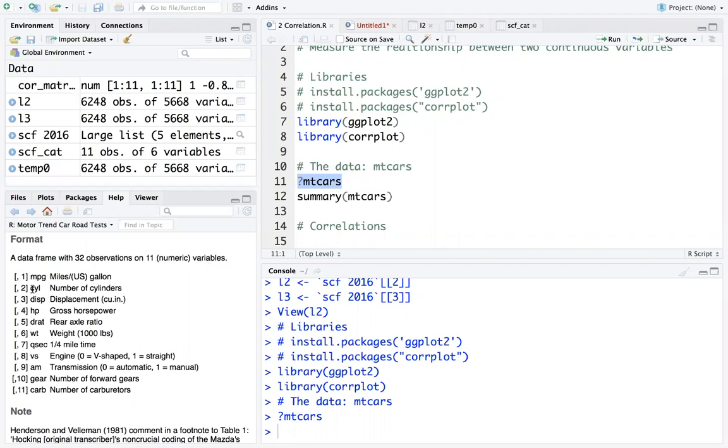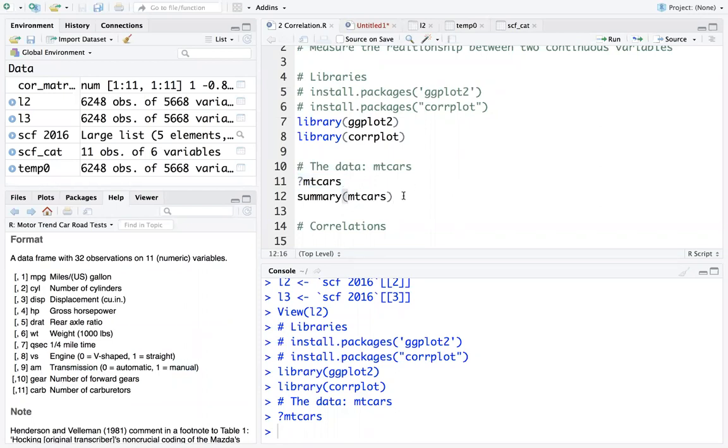There's miles per gallon, how many cylinders, the size of the engine, that's displacement, horsepower, rear axle ratio, no idea what that is, but I guess it's important. The weight of the car, how many seconds it takes to do a quarter mile. VS: is the engine V-shaped or straight? 0 means V-shaped, 1 means a straight engine. AM, the transmission, 0 for automatic, 1 for manual. Gears, the number of gears, and the number of carburetors.